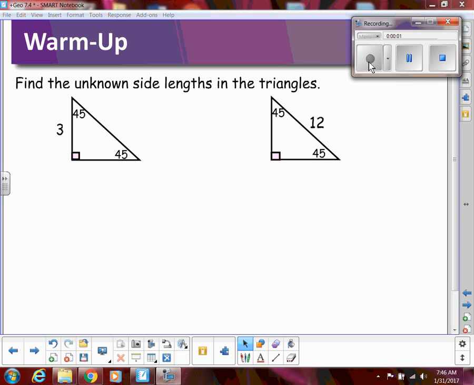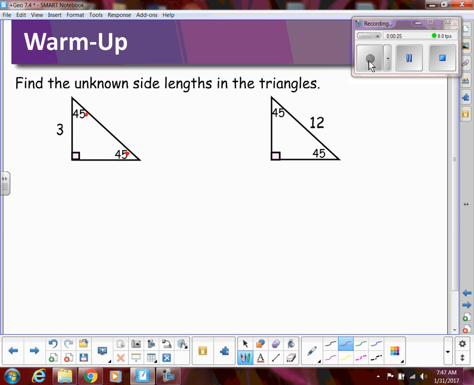In this video, we are going to talk about some special right triangles. So we're focusing on two specific kinds. The first kind I want you to think about are right triangles where both of the acute angles are 45 degrees. So if they're both 45 degrees, what do we know about the sides?